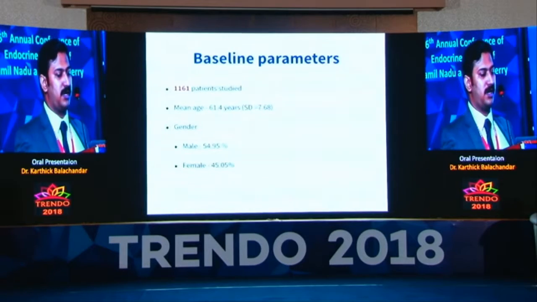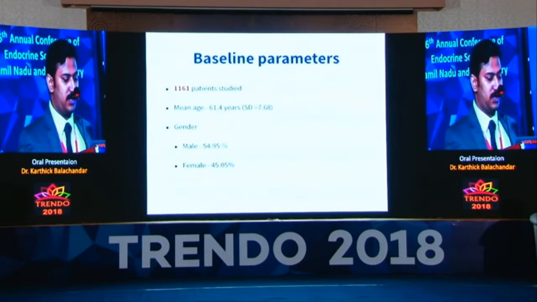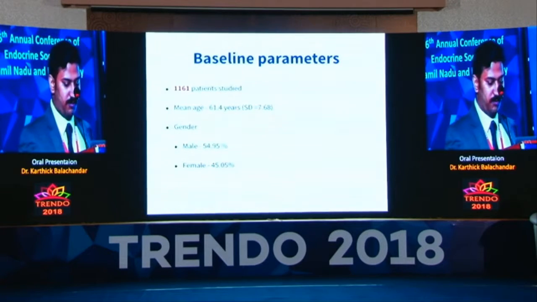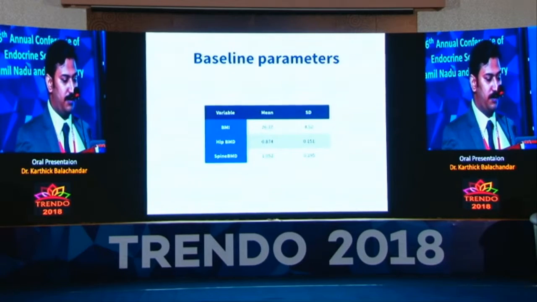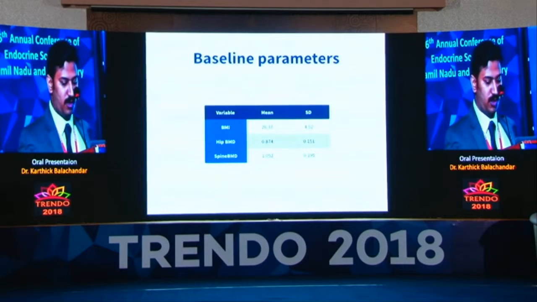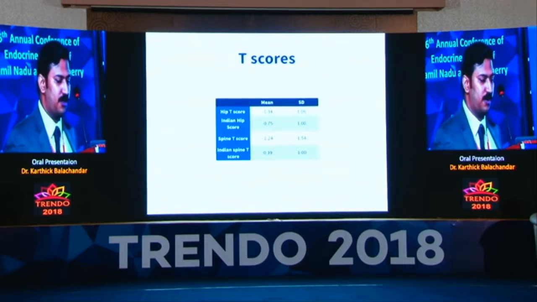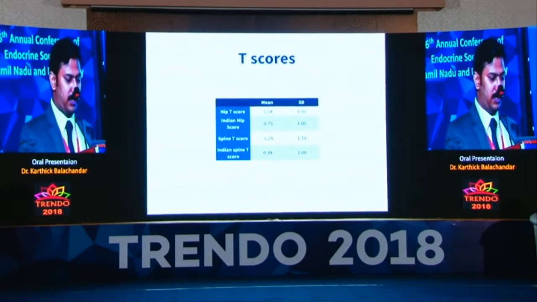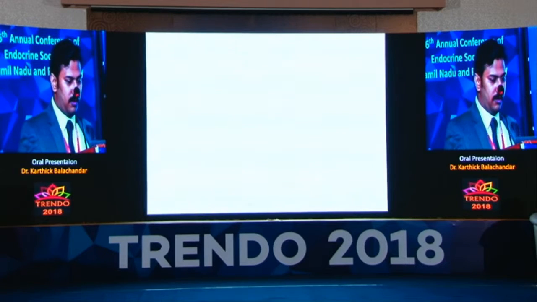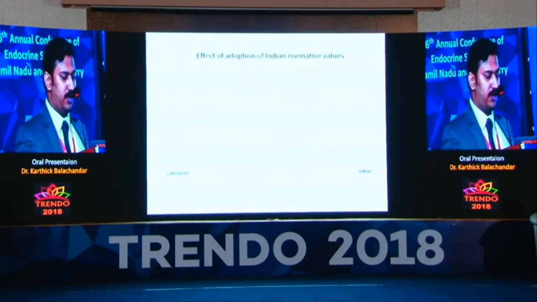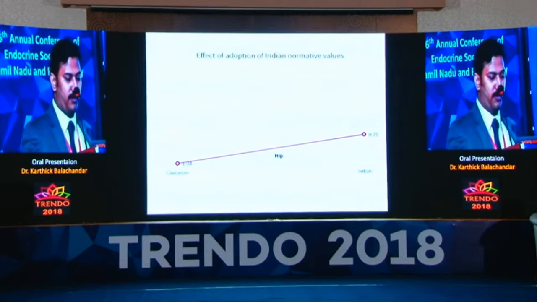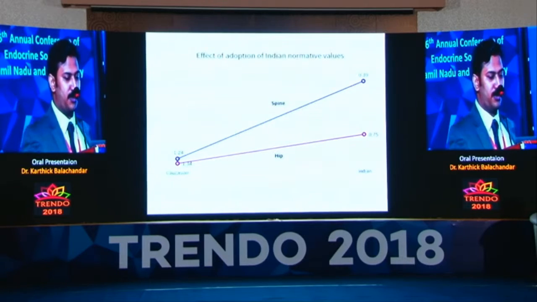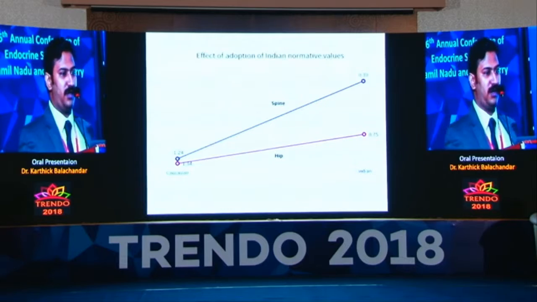So here are the results. We studied 1,161 patients with a mean age of 61.4 years. Our cohort was slightly male predominant because of differences in healthcare-seeking behavior. Mean BMI was around 26.3, with a hip BMD of 0.874 and a spine BMD of 1.052. These were the T-scores when you use Caucasian data versus Indian normative values. This is the effect of adoption of Indian normative values on T-scores. The hip T-score jumps from minus 1.34 to minus 0.75. This is mean T-score. And the spine T-score jumps from minus 1.24 to a massive 0.039.